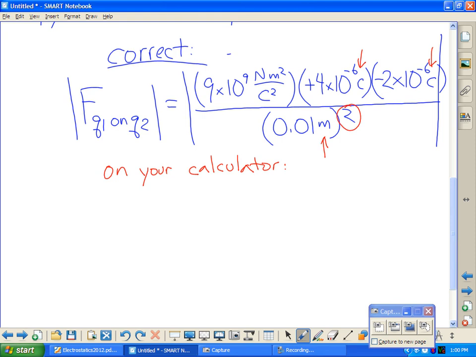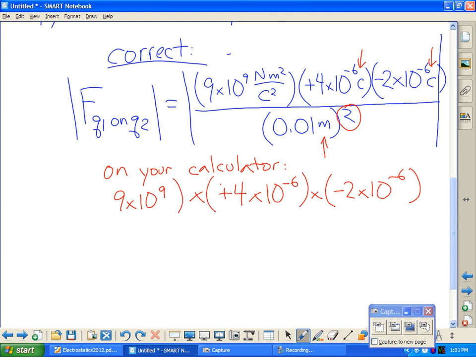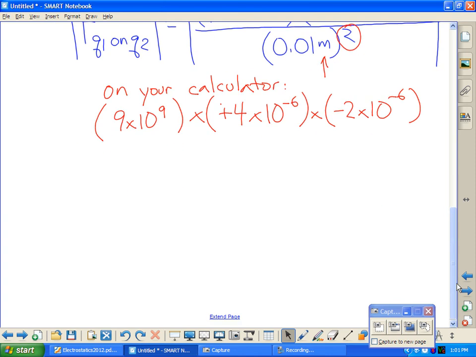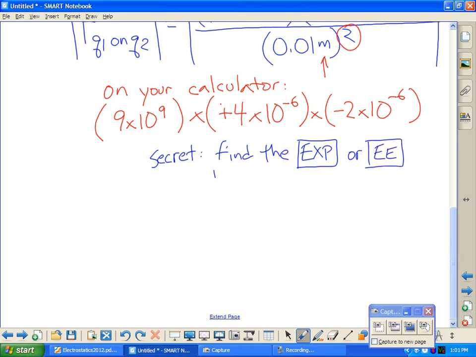Let's say you want to type in this. You want to find the result of 9 times 10 to the 9th times plus 4 times 10 to the negative 6th times negative 2 times 10 to the negative 6th. The secret: find the EXP or maybe EE button on your calculator.